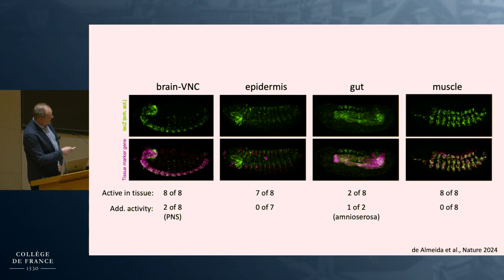So only 2 out of the 8 central nervous system enhancers were also somewhat active in the peripheral nervous system, so closely related tissue. And 1 of the 2 gut enhancers was active in the amnioserosa, another tissue that was also rich in GATA motifs.